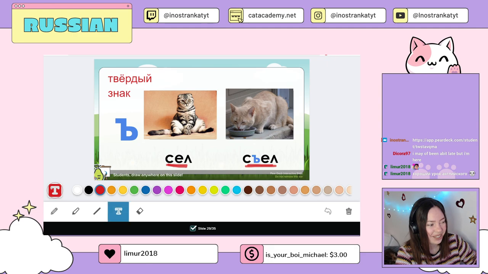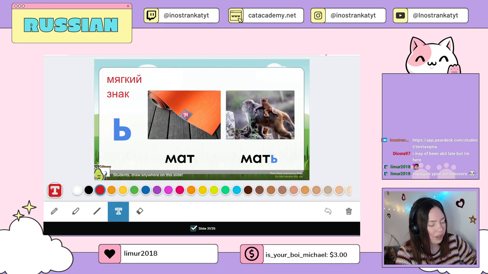Okay, so here we had твёрдый знак, just a symbol that shows that the consonant should be hard, not soft. And here is the other one. Pretty similar, but doesn't have this little appendix on top. Ну, кстати, да, можно и английский подучить, пока я тут объясняю.